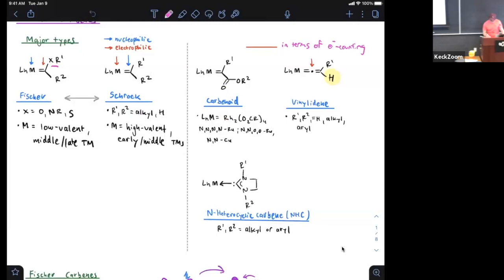In terms of reactivity, as a first pass approximation, you can think of the Fischer type as being carbonyl-like and the Schrock type as being ylide-like, or even Grignard-like.